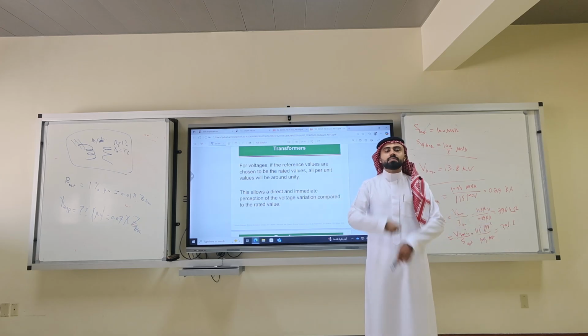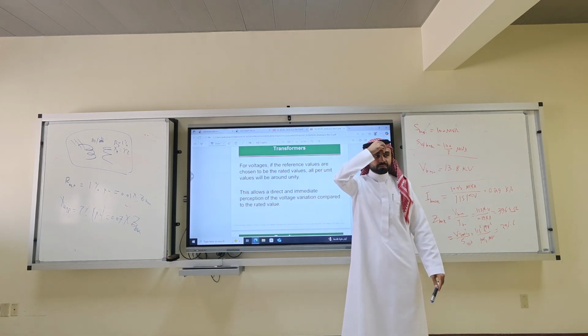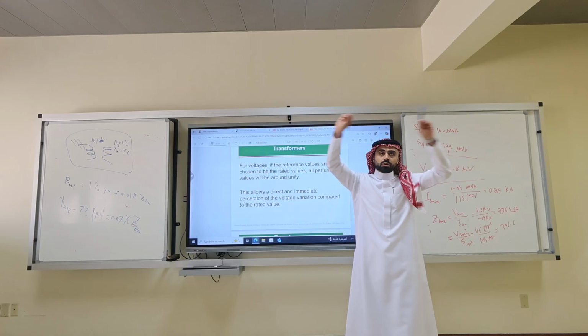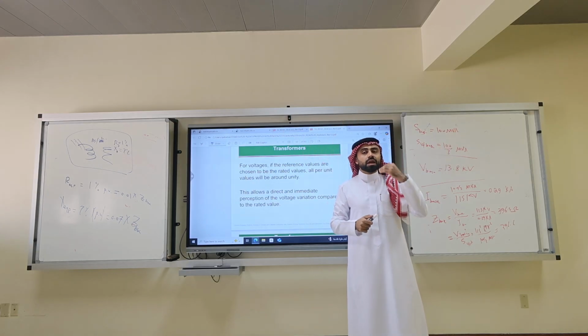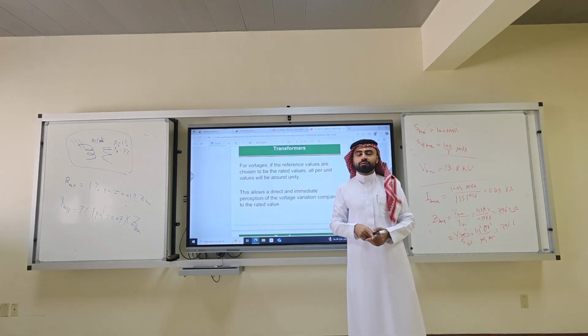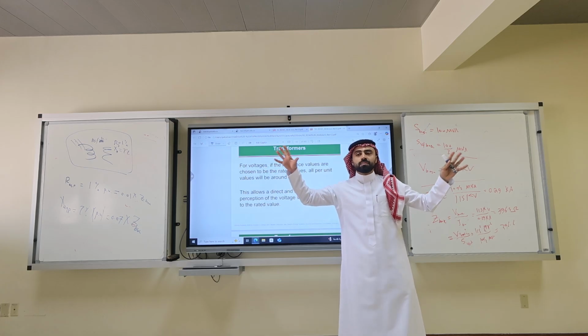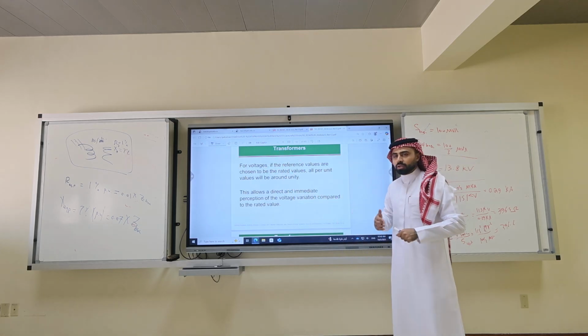So per unit system is the one used in industry. So if you want to create a control room, the control room will not show to you all the information. They would love to see everything in per unit. So per unit is the way to go, okay?